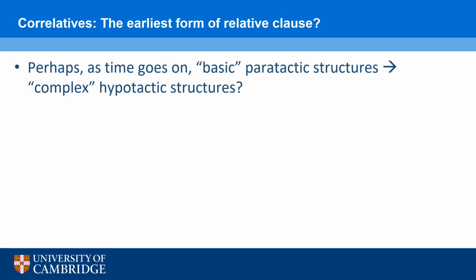Now, in some intuitive sense, we might think that as time goes on, paratactic structures, where elements appear next to each other, sort of fuse together into hypertactic structures. Part of why we might think that is because paratactic structures are thought of as somehow more basic, and hypertactic structures are more complex. Perhaps we think this because parataxis gives us nice, short, conversational sentences.